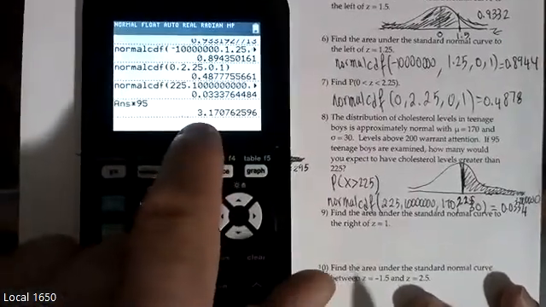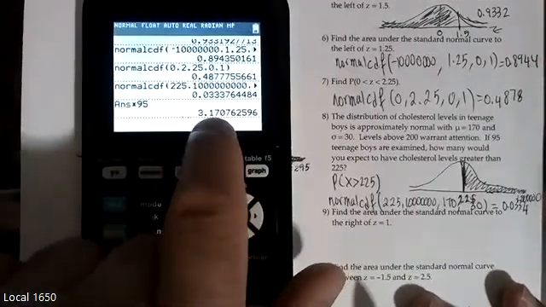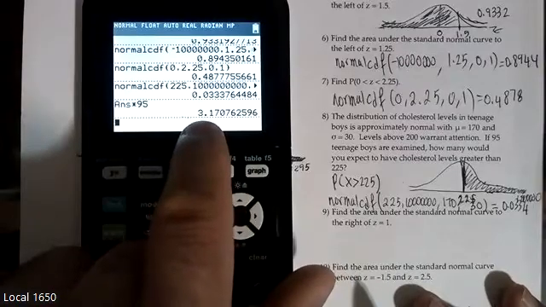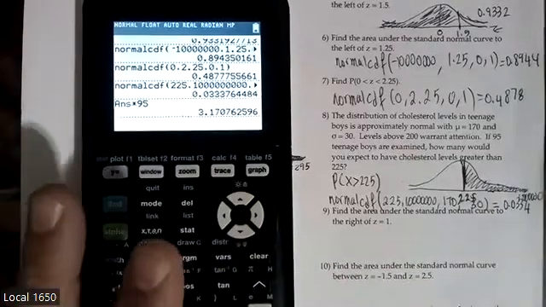So how many boys do you think? Can't be 3.17. It has to be a whole number. So how many would you say? 3. Exactly. Okay, number 9.